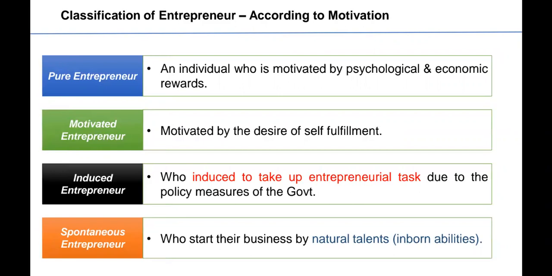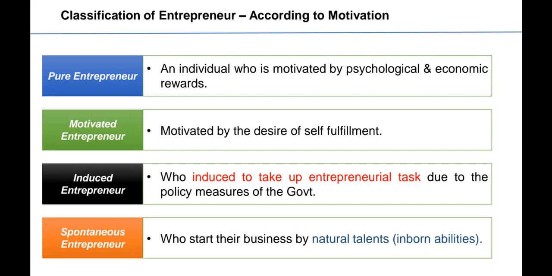Next is classification of entrepreneurs according to motivation. First is the pure entrepreneur, an individual who is motivated by psychological and economic rewards. Some entrepreneurs get motivated and start a business by psychological and economic reward. He wants some reward or some profit, economic profit, or some kind of surplus. Those things will motivate him to become an entrepreneur, right?